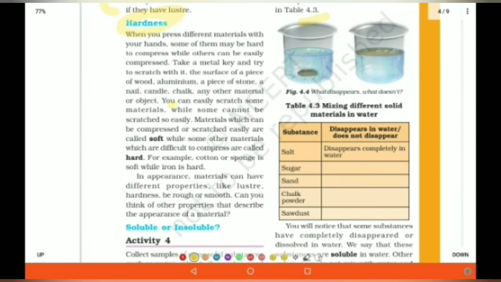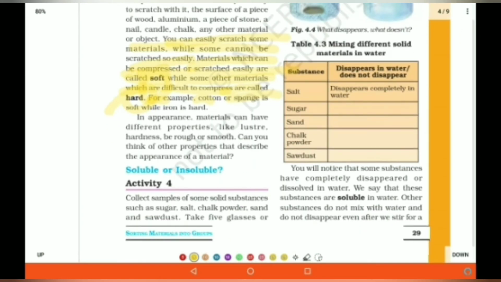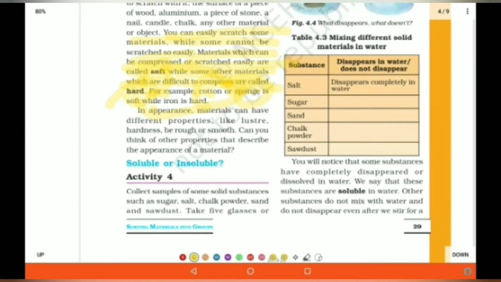Now, you can easily stretch some materials, but some cannot be stretched easily. Materials which can be compressed or scratched easily are called soft, while other materials which are difficult to compress are called hard, right? For example, cotton and sponge are examples of soft materials, and iron is an example of a hard material.